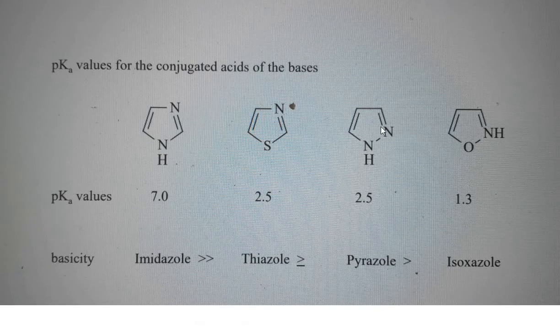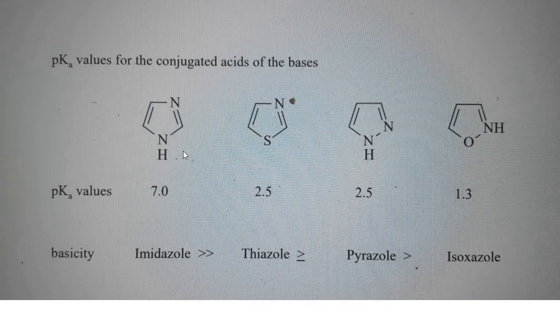Basic strength in aqueous solution. For objective questions, this is very important. Imidazole is more basic than thiazole, pyrazole, and isoxazole. How will you know that? Because of the pKa value. Now check the proton here, proton here, proton here, and here no protons. So the pKa value is for the conjugate acid of the bases.